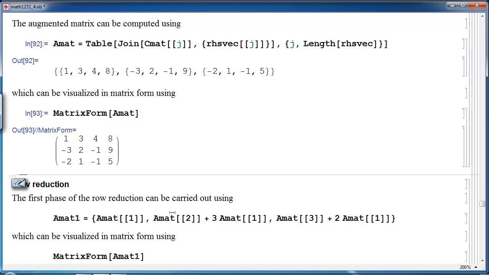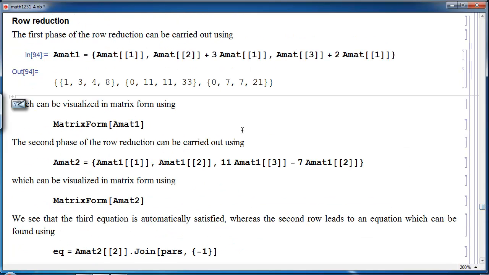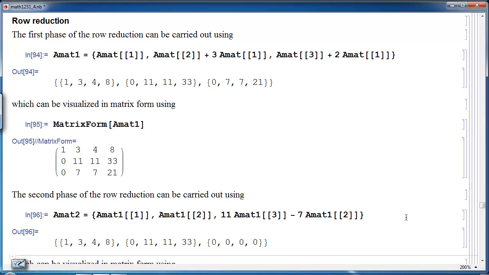So it's the same story as before: 3 times the first row added to the second, and twice the first row added to the third, so that's the first stage of the row reduction, and we can visualize that. And now we have to subtract 7 times the second row from the third row, keeping the first 2 rows unaltered, and that gives us that.